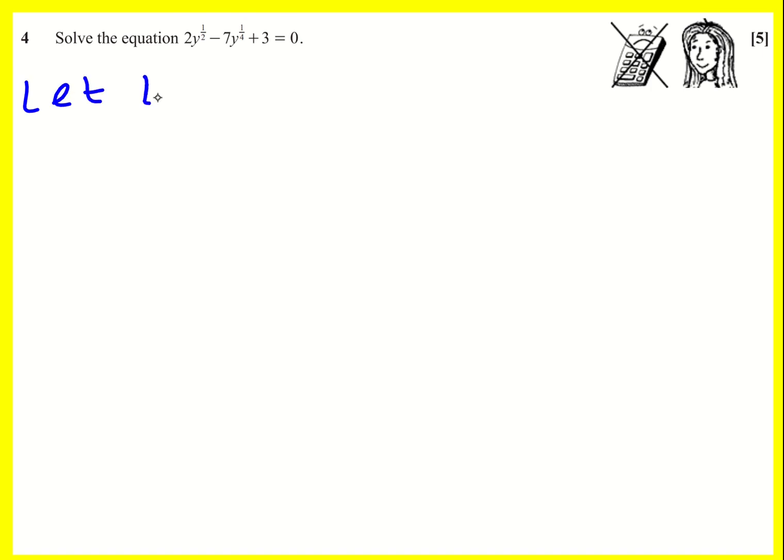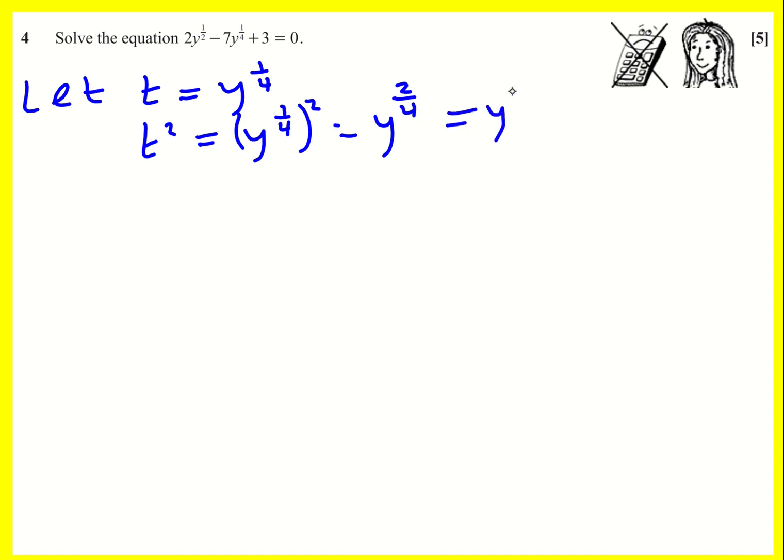Let's say t, and you can use anything you want. You could use x, but I'm going to let t equal y to the power of a quarter. That means t squared is going to be y to the quarter squared, which is y to the 2 over 4, if I multiply those two together, which gives me y to the half. And that's great because that's what we need.